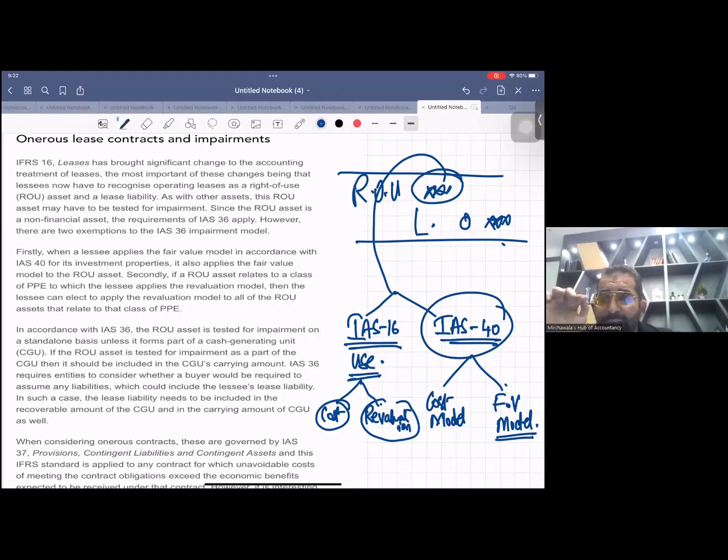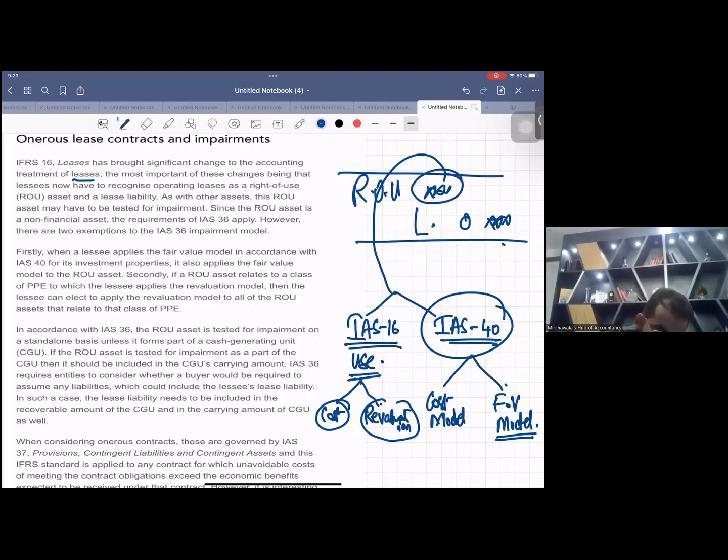Let me read the second paragraph of the article, or let's read from the first paragraph. IFRS 16 Leases has brought significant change to the accounting treatment of leases. The most important of these changes being that leases now have recognition. Lessees now have to recognize operating leases as a right of use asset. Yes, in the past many leases were operating leases, but now the majority of leases are finance leases.